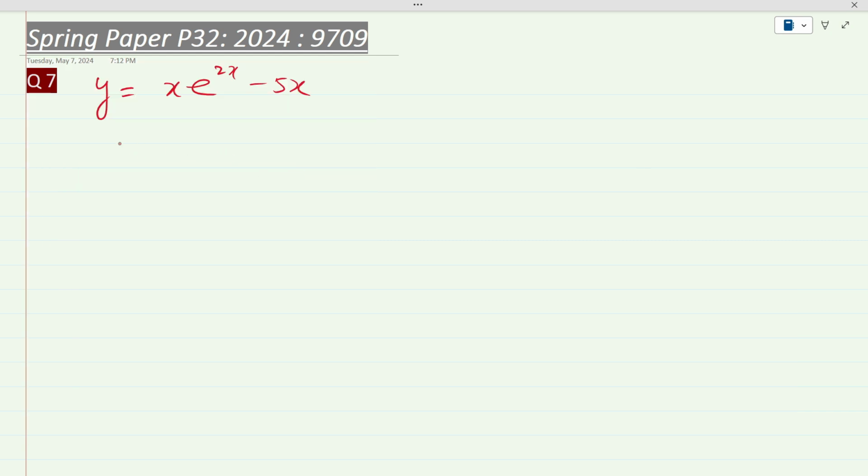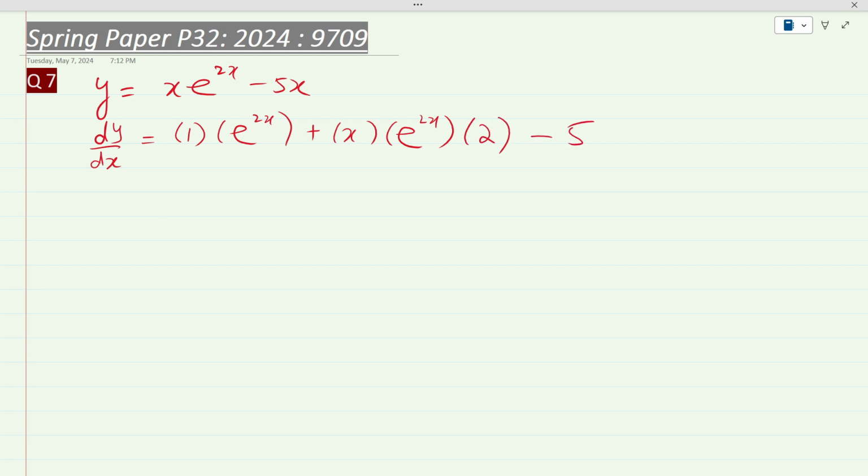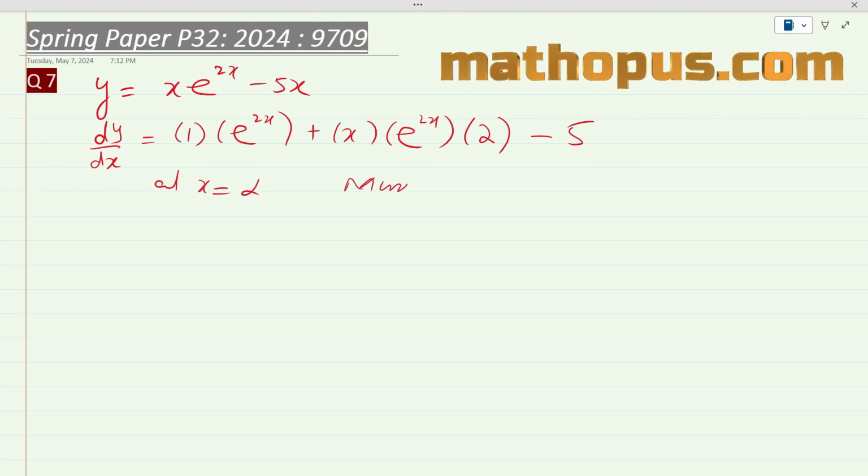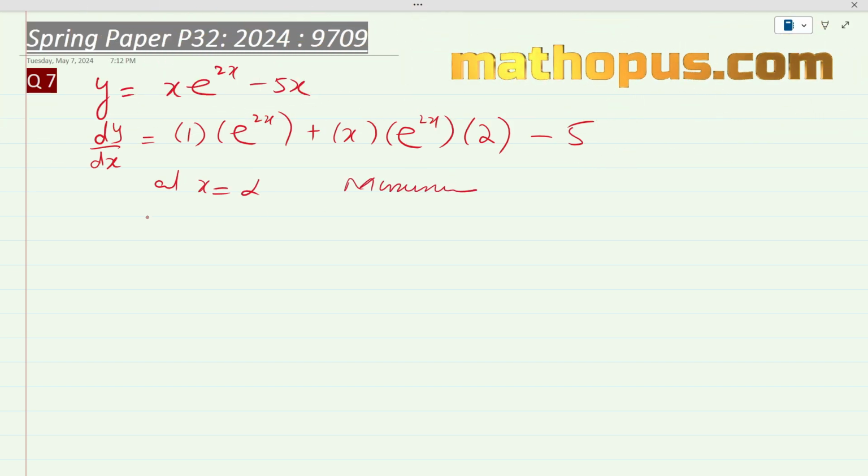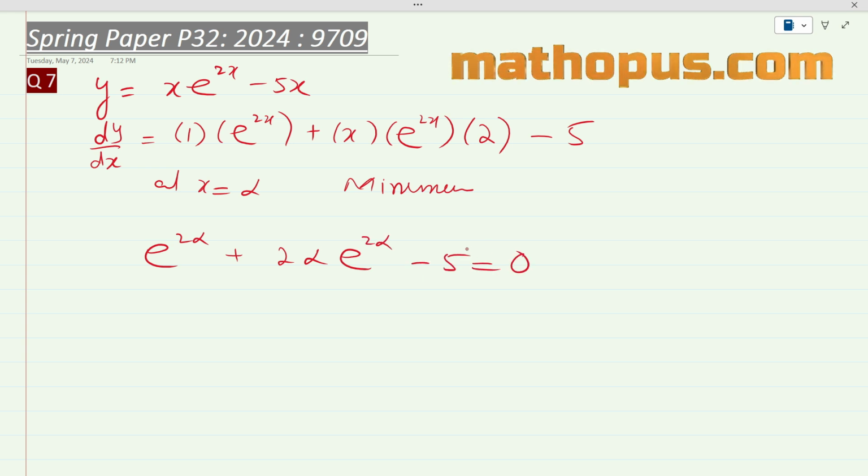This is our curve, so y equals to, let's find its derivative, dy over dx using the product rule. Derivative of x is 1, times e raised to the power x. Then x as it is, derivative of e to the x is e to the x. The derivative of the power is 2 minus 5. Now it is given that at x equal to alpha, we have a minimum point. So let's replace x with alpha and equate it to 0. So e to alpha plus 2 alpha e to alpha minus 5 equals 0.